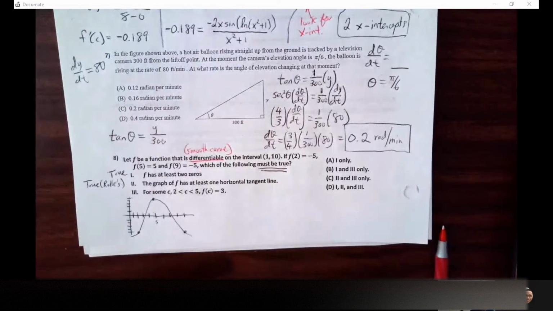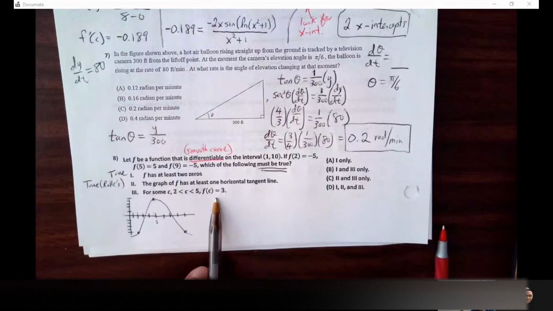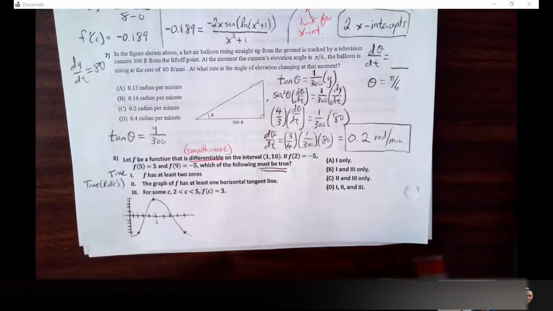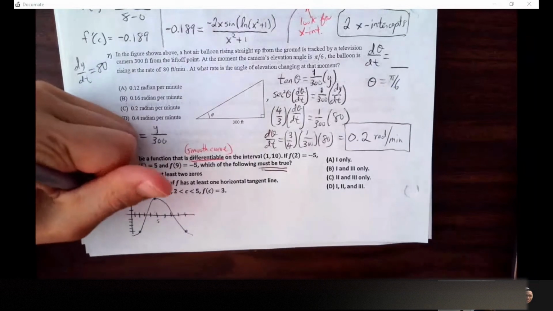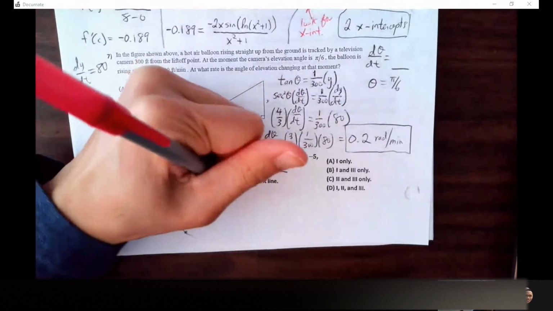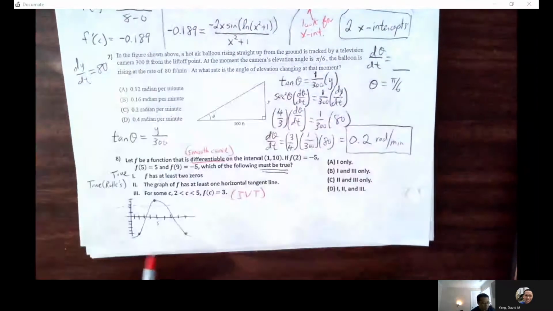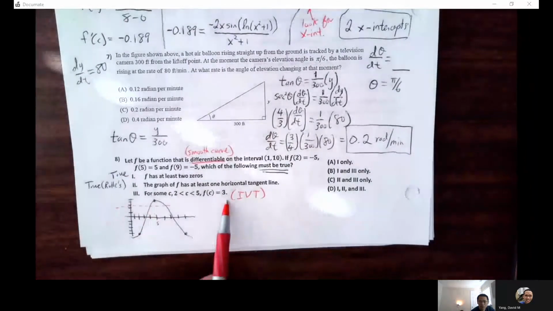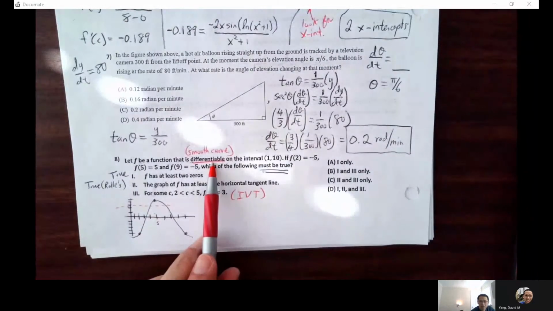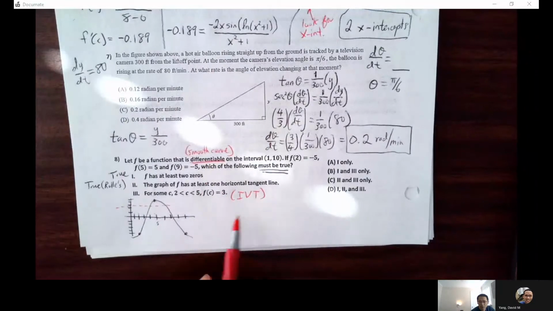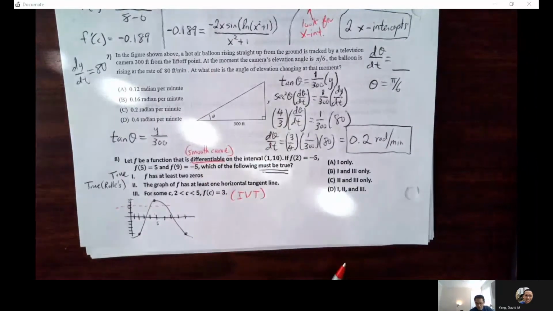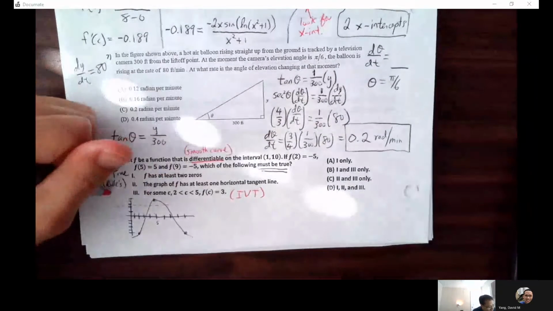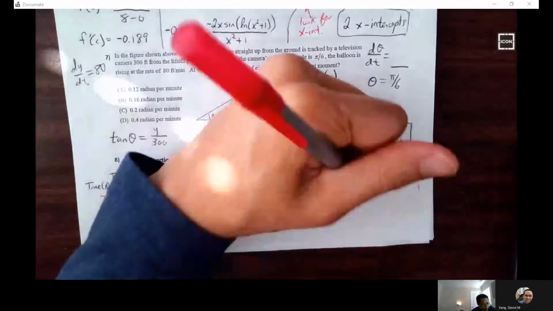And then for some value c between 2 and 5, we can guarantee a y value of 3. And we see there's no way that we can draw this graph without hitting a y value of 3 somewhere. Right? The graph has to cross through that y value of 3, and that is basically the IVT. If I have 1 point below and 1 point above 3, and the graph is continuous, then the graph has to cross through. So we know all 3 statements are true. So answer choice D.